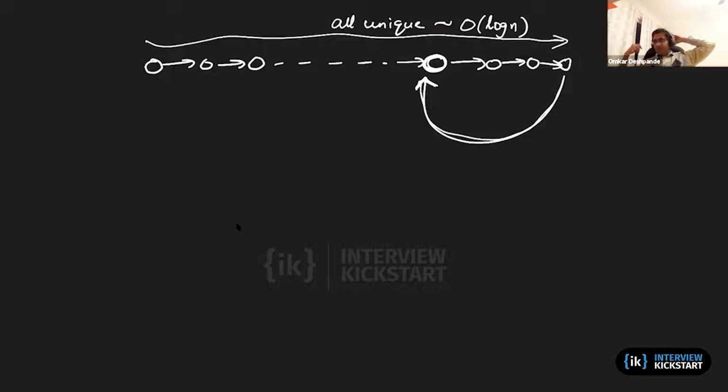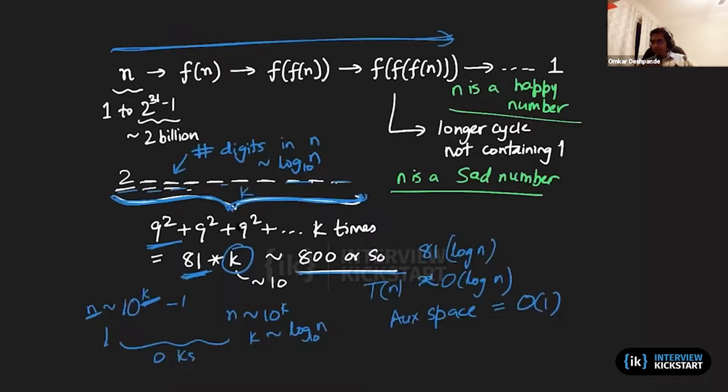So whatever it is, 800 or so, we'll have this, and then we might have some additional numbers in the sequence while the hare and the tortoise are catching up with each other. Depending on how far they are, when the tortoise enters the cycle, we might have to do a few more iterations before the hare catches up. So overall it's going to be order log n, where n is the value of the number.